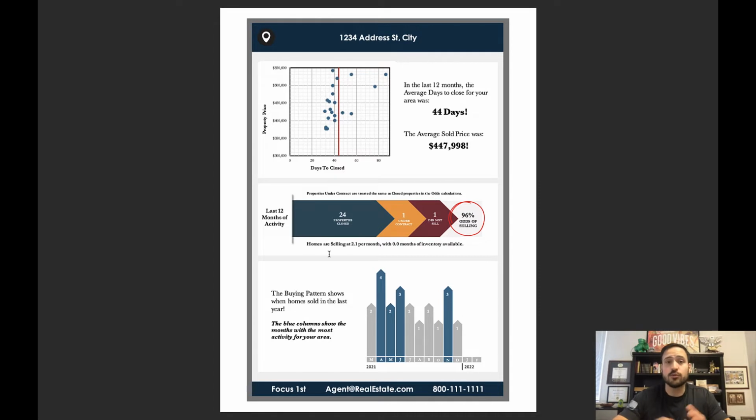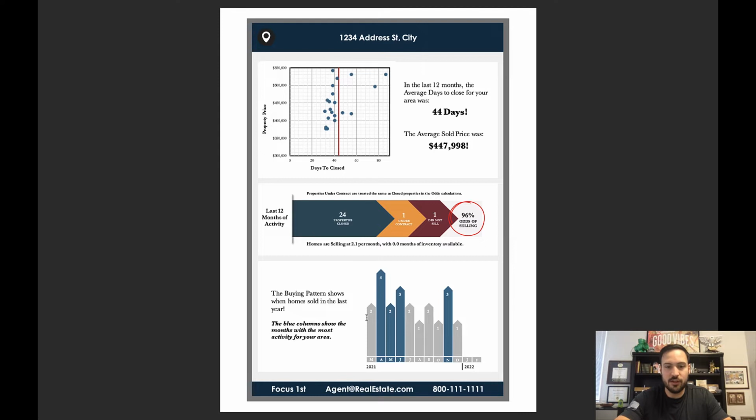Now, if you're an absorption rate person, then down here you can see that homes are selling at 2.1 per month, and there's 0 months of inventory available. That means that your sellers potentially could be the only home in the market, and it's a prime time. So when is the best time to sell their house is another question that customers tend to really wonder about.